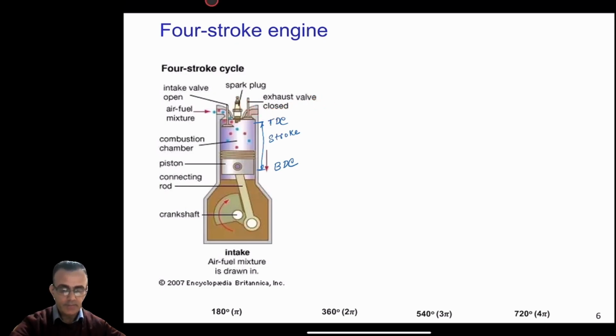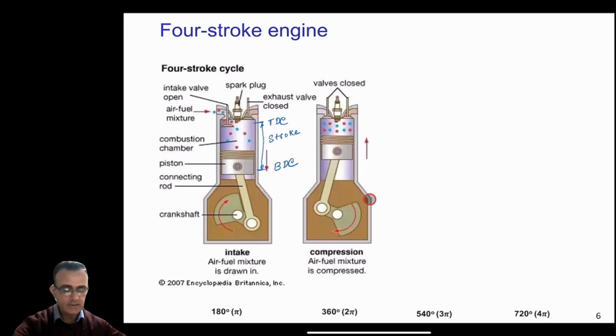In the case of a 4-stroke engine, we can start with the intake stroke. In the intake stroke, the piston will move from the top dead center to the bottom dead center. So this is one stroke, and as you can see, when the piston moves from the top dead center to the bottom dead center, the crank will rotate through 180 degrees or pi radians, and when the piston moves in the downward direction, it will create a vacuum here, and you open the intake valve, and the air fuel mixture will come into the combustion chamber.